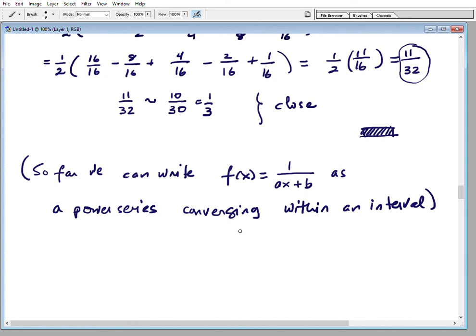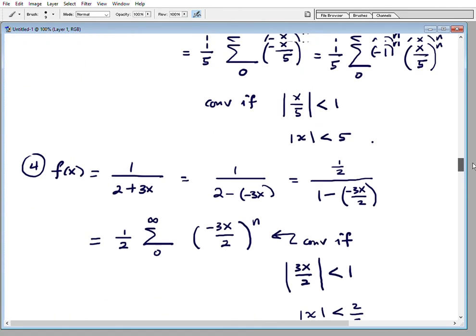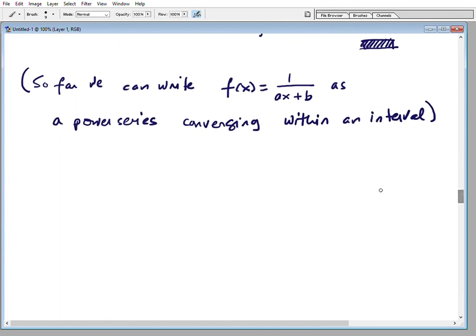And what we're going to do in the rest of this chapter is use the fact that we can take derivatives of power series or integrate power series to get more power series. So that's what we're going to do in the rest of the chapter. But first, we want to look at one more example. Let me see what number I'm up to. Okay, number 5.